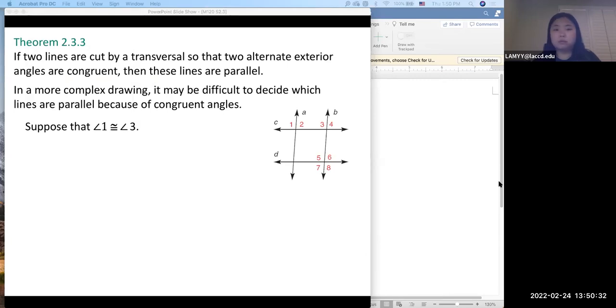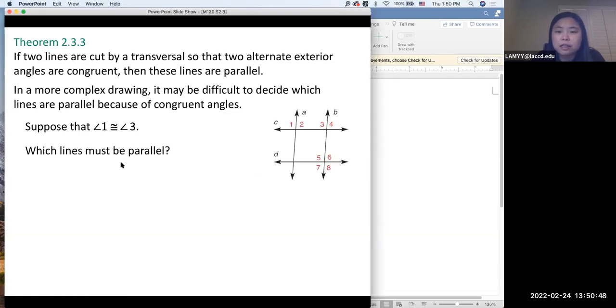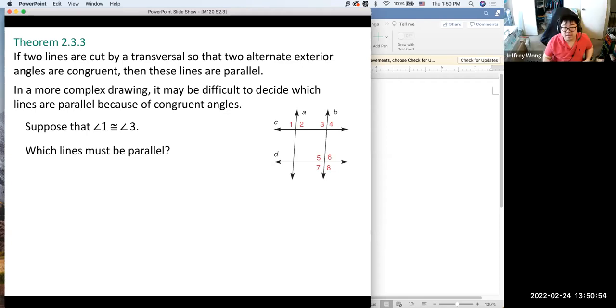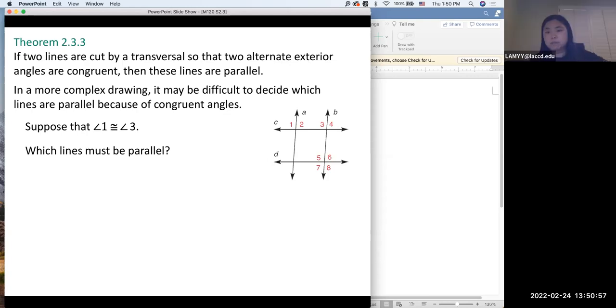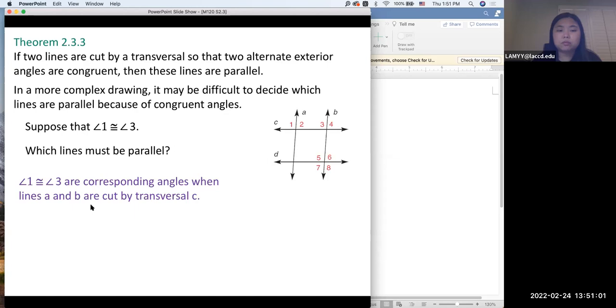Okay, then. So look at here. Suppose that angle 1 is congruent to angle 3. Which lines must be parallel? A and B. Okay, good. This is called the corresponding angles. Remember, this is the letter F. Angle 1 congruent to angle 3 implies that these are corresponding angles. So A is going to be parallel to B.